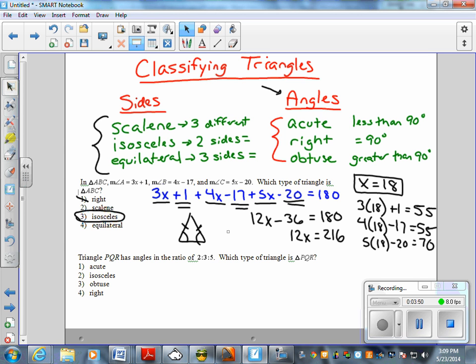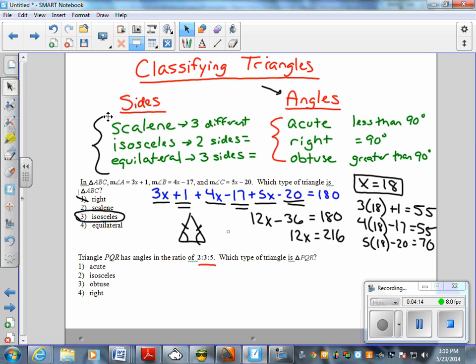Now, the second question we're going to look at is similar. With this one, it gives us all of the angle classifications and one classification for sides, isosceles. Notice that it's the same type of question, but instead of an x value, it gives us a ratio of 2 to 3 to 5. So for every 2 degrees in one angle, there's 3 in the second and 5 in the third.